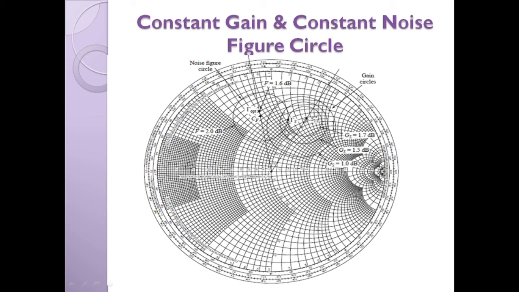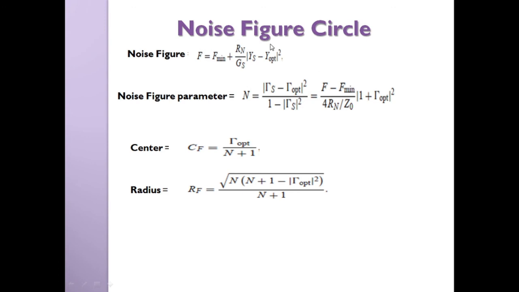Next, you have to draw the noise figure circle. For drawing the noise figure circle, again we need the center and radius of the circle. These are the formulas belonging to the noise figure circle. The center formula is CF equal to gamma opt divided by capital N plus 1, and the radius RF equal to root of N into N plus 1 minus mod of gamma opt the whole square divided by capital N plus 1, where N represents the noise figure parameter.